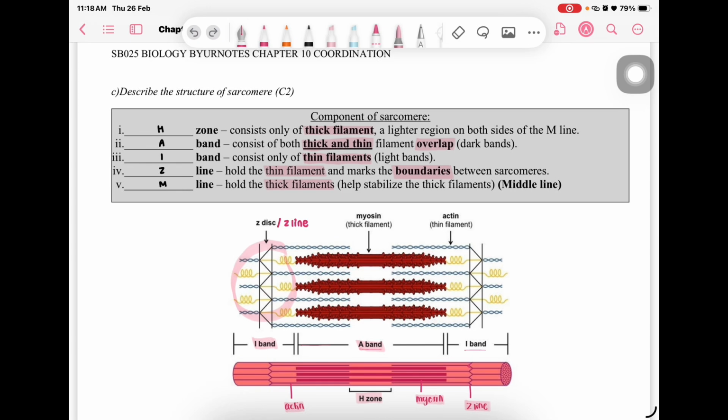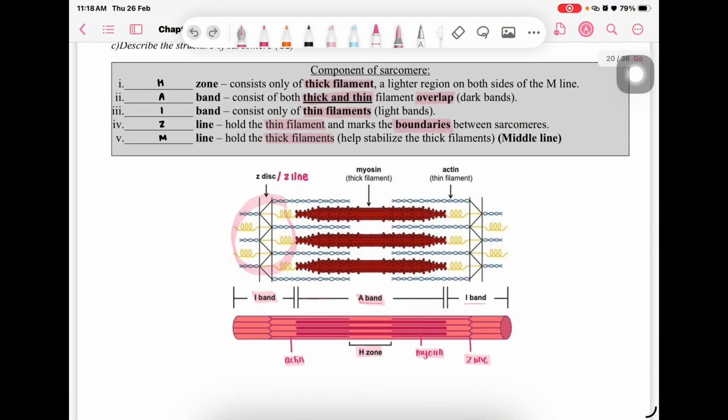Now I would like to explain the structure of sarcomere. There are 5 components of sarcomere. First is H-zone. H-zone consists only of thick filament or myosin, like the region on both sides of the end line. So here is H-zone. Second is A-band. A-band consists of both thick and thin filament overlap. Here is A-band. Next is I-band. I-band consists only of thin filament.